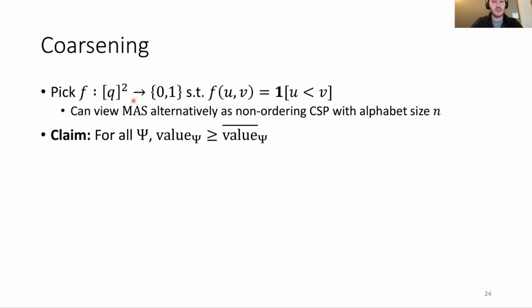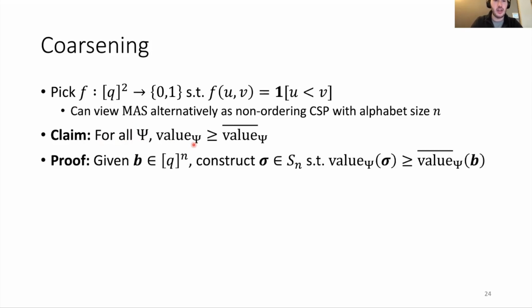So our first claim is that if we define f in this way, we have property 3 from the previous slide. To be specific, for every instance psi, its MAS value is at least its max CSP f value. So why is this the case? I'm going to do a proof by picture. Given an assignment B to the max CSP problem, I'm going to construct an ordering sigma, which is an assignment to the MAS problem, such that the value of sigma is at least the value of B.